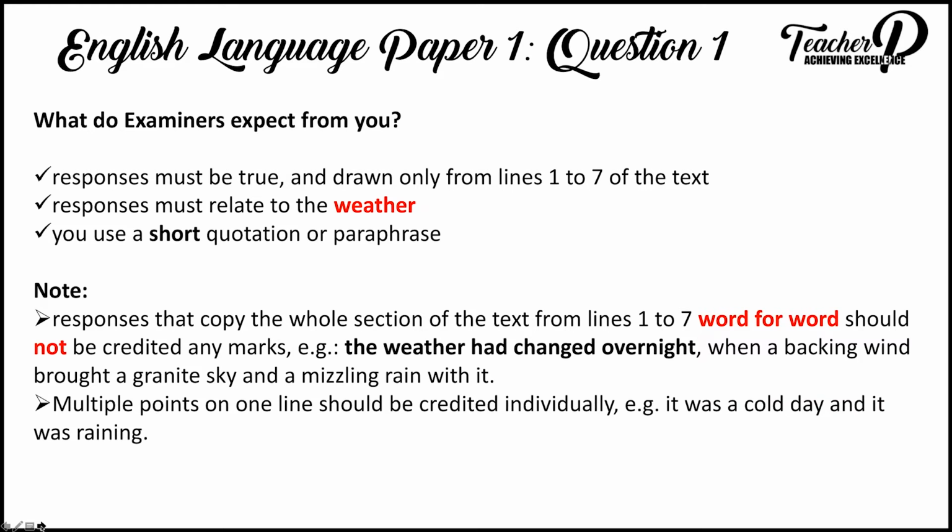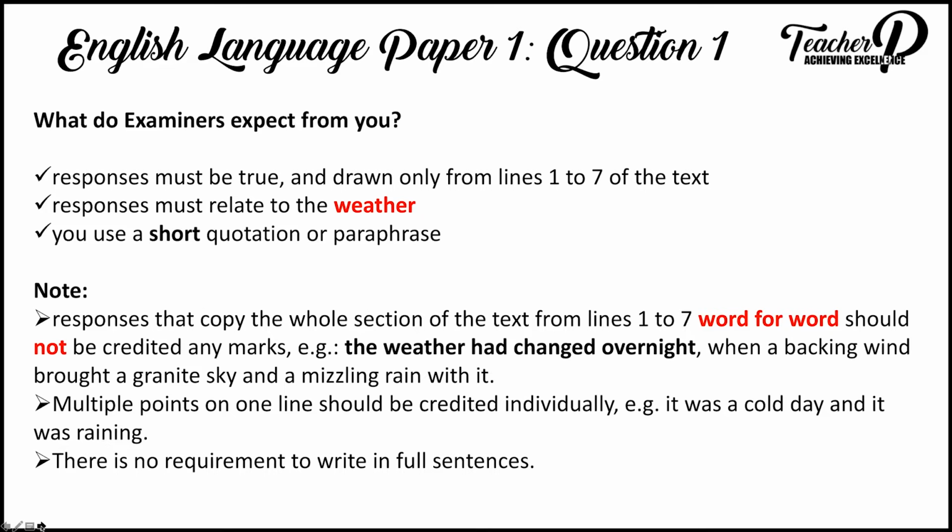Furthermore, AQA has stated that you will be awarded 1 mark for each relevant point made. Therefore, if you included multiple points on one line, each point will be credited individually. For example, if you wrote on one line, it was a cold day and it was raining, you'll be awarded 2 marks, as they are 2 separate points which relate to the stem of the question. Lastly, the exam board has stated that there is no requirement to write in full sentences for this question.